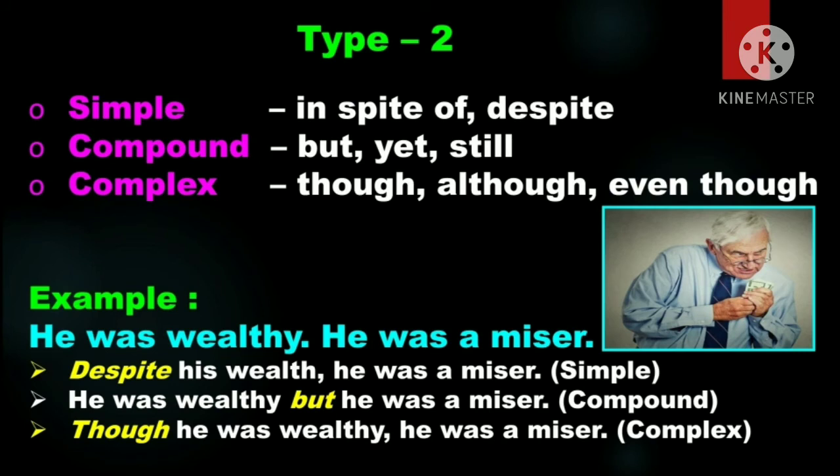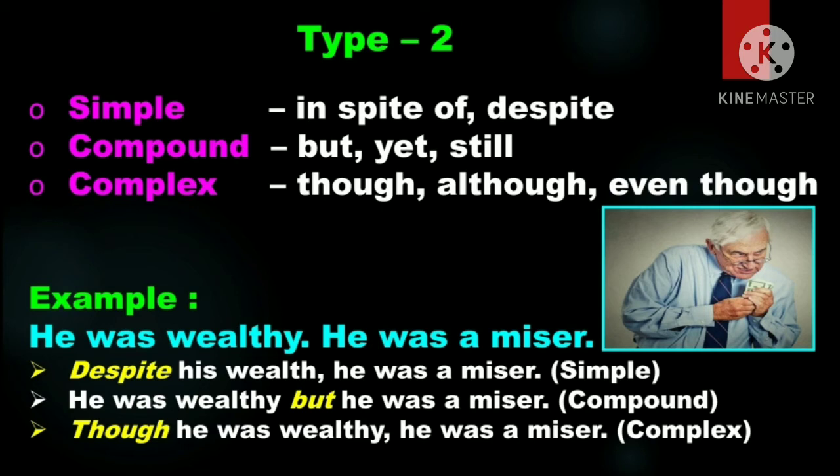Type 2. In the simple sentence, we will have "in spite of" or "despite". When we change the sentence into compound, then we should use "but", "yet", "still" to connect the compound sentences. And when we change the sentence into complex sentence, then we should use "though", "although", or "even though" to frame a complex sentence. Look at the example.